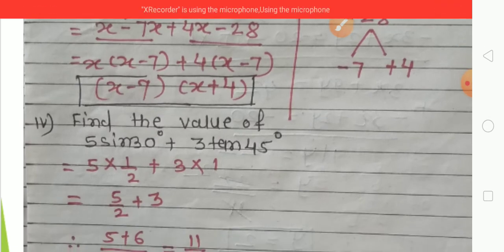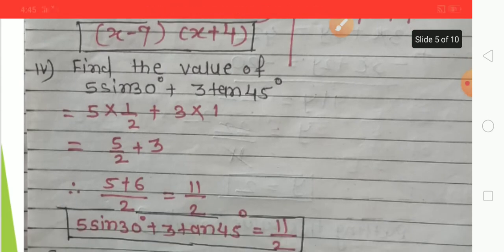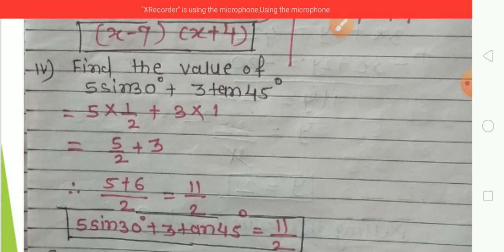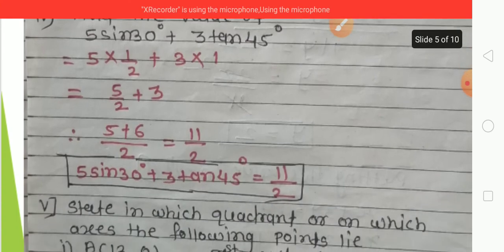Find the value of 5 sin 30 plus 3 tan 45. The value of sin 30 is 1 by 2 and the value of tan 45 is 1. So 5 ones are 5 upon 2, plus 3 ones are 3. So 2 3s are 6. So 5 plus 6 upon 2, that is 11 upon 2.